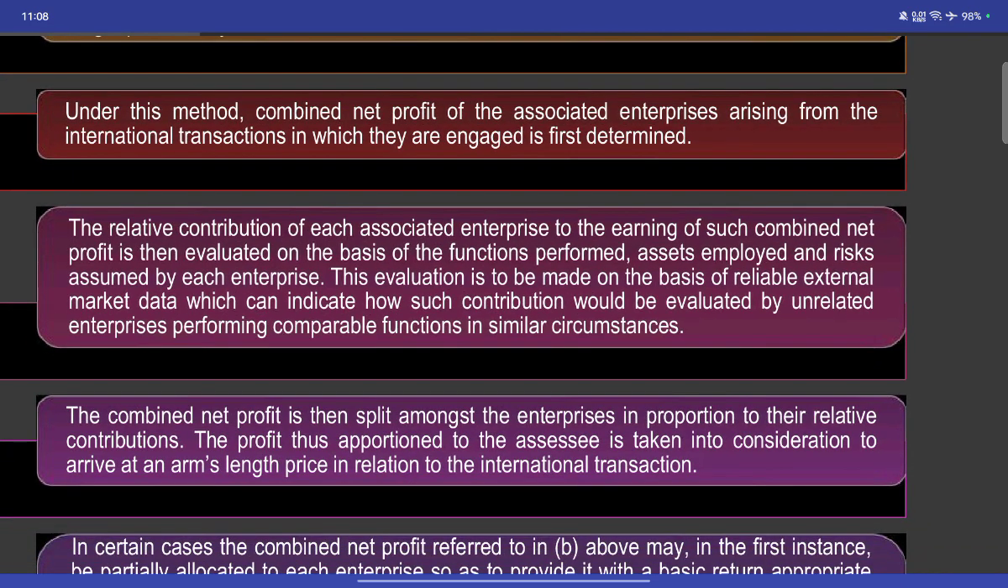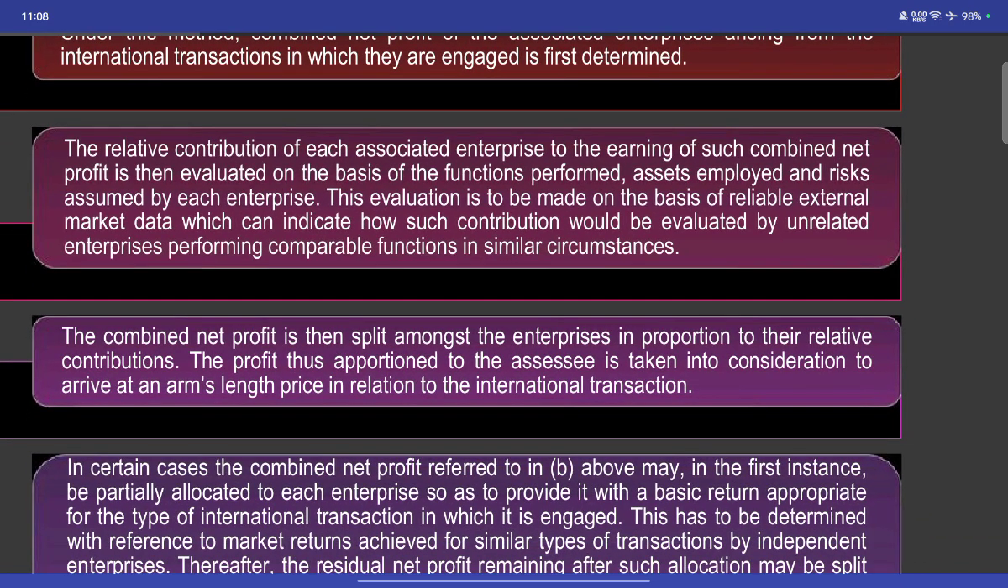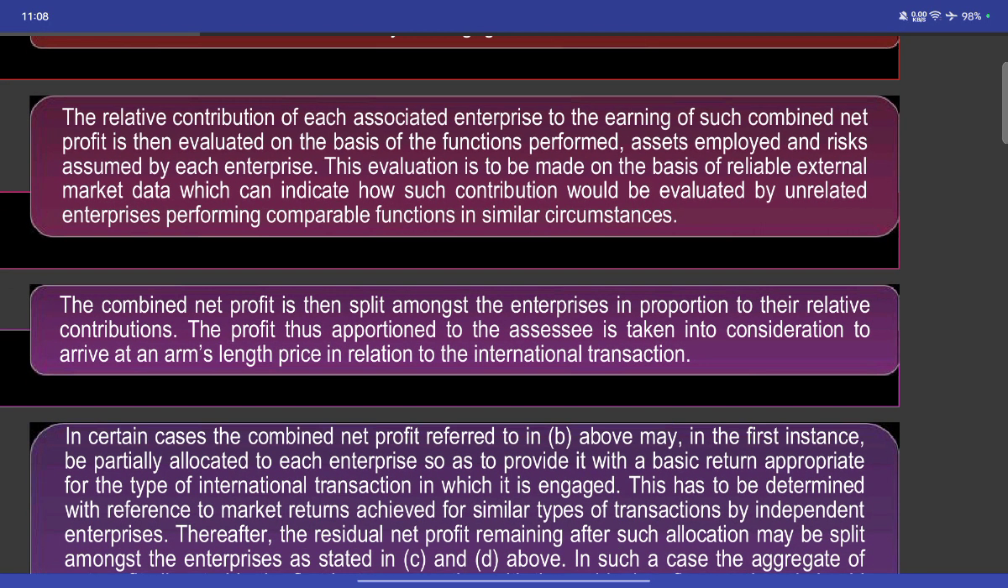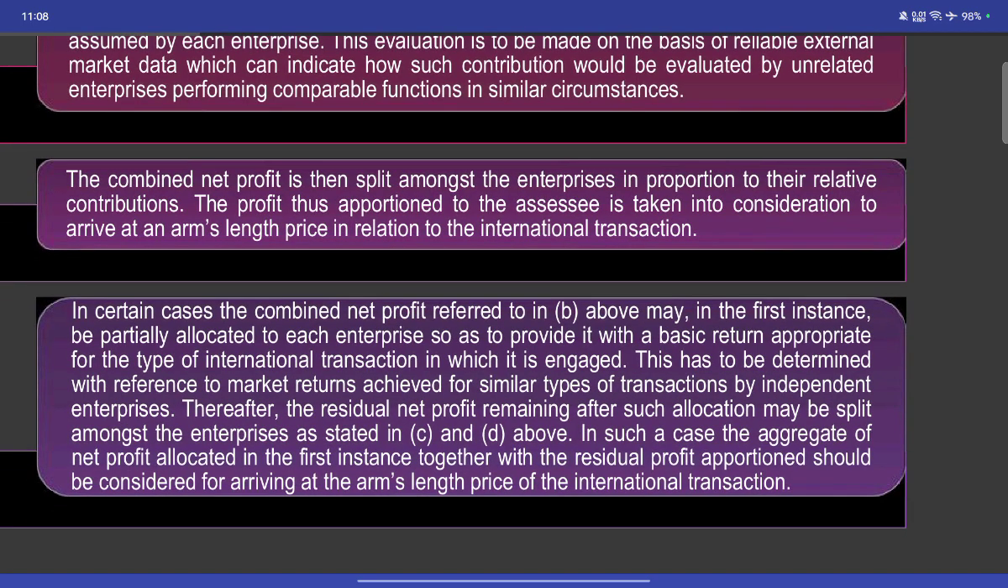Combine the net profit of the associated enterprises arising from the international transaction in which they are engaged, in the first step. The relative contribution of each associated enterprise to the earning of such combined net profit is evaluated on the basis of the functions performed, the assets employed, and the risks assumed by each enterprise. The evaluation is to be based on reliable external market data, which indicates how such contribution would be evaluated by unrelated enterprises performing comparable functions in similar circumstances.